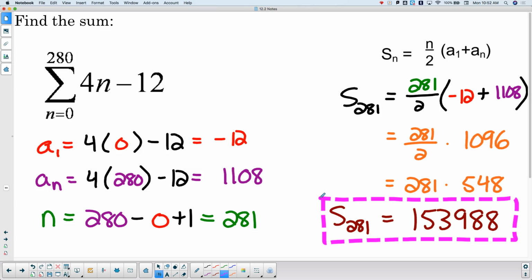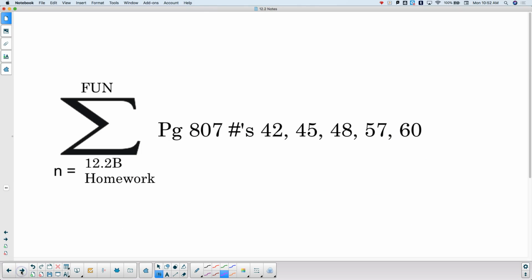Yes, okay. Again, don't forget that tomorrow there is a formative in the Resource Center. Thursday there is a quiz. This homework will be due on Wednesday. And if you've learned anything about reading Sigma notation, it starts with homework 12.2b and it ends with fun.